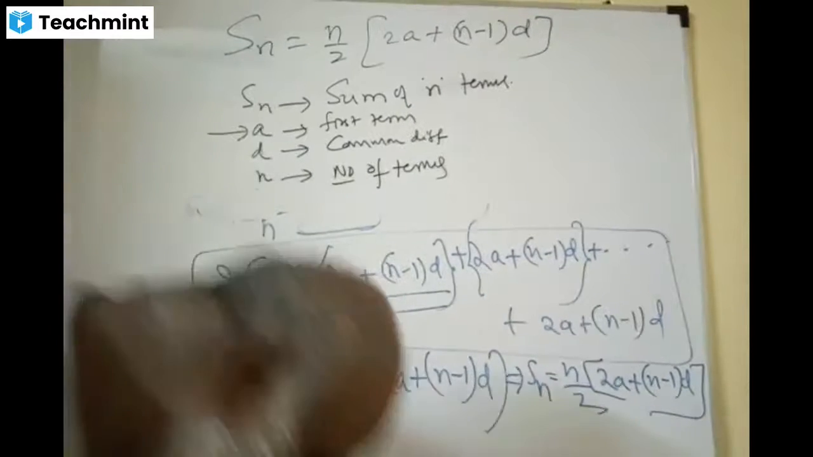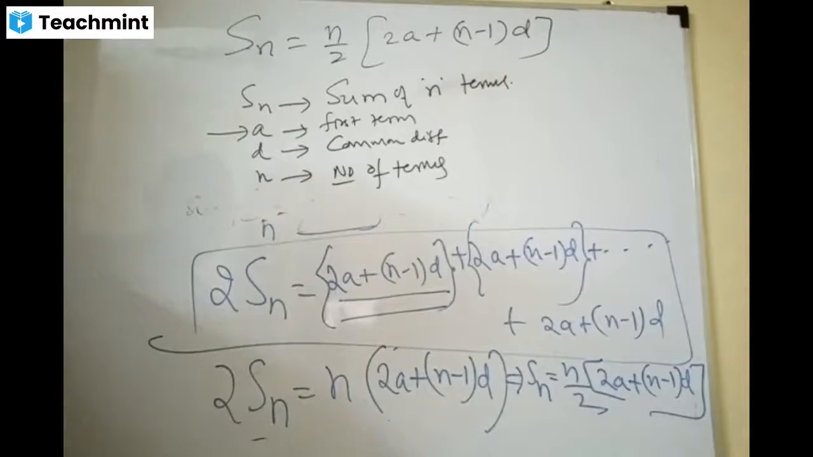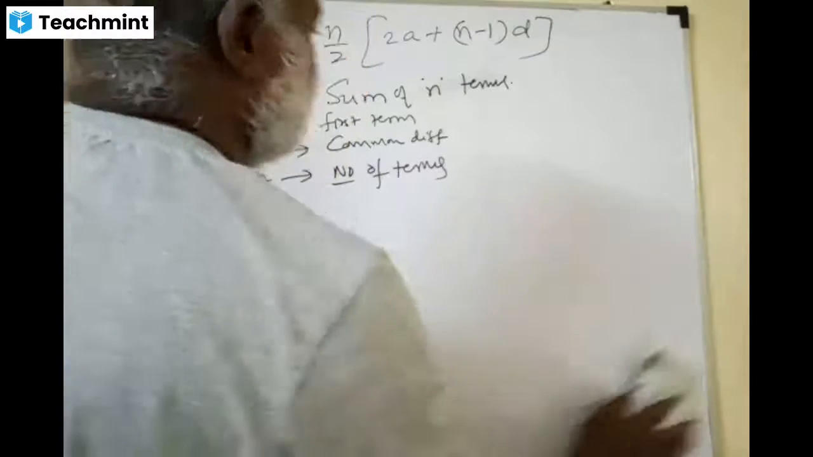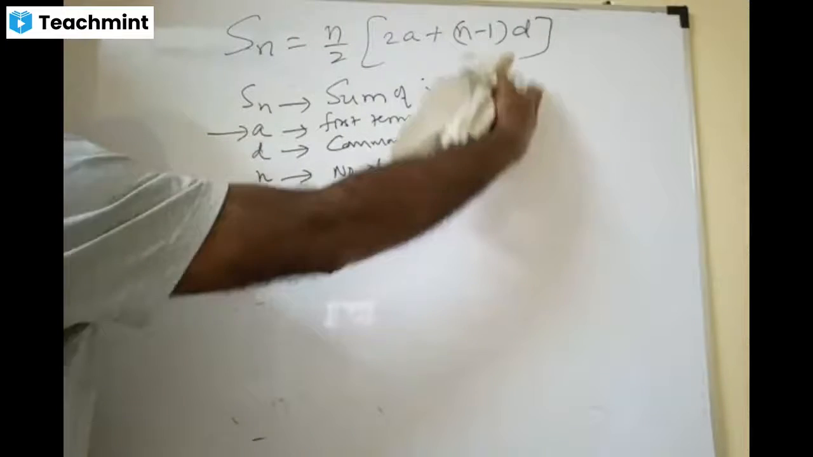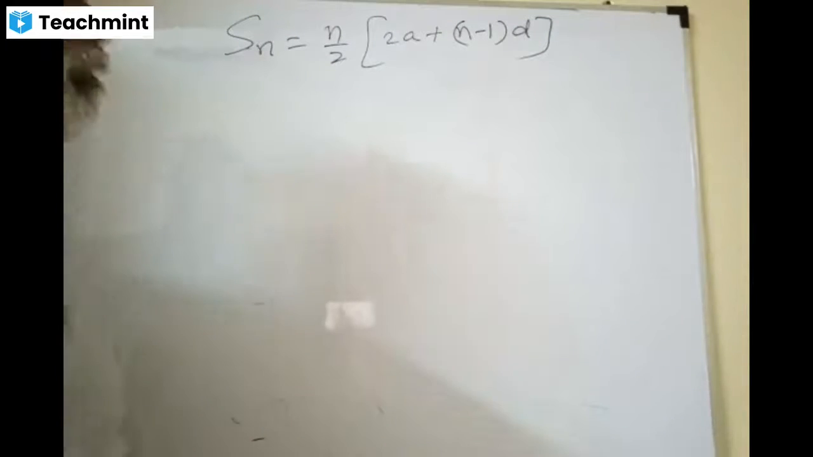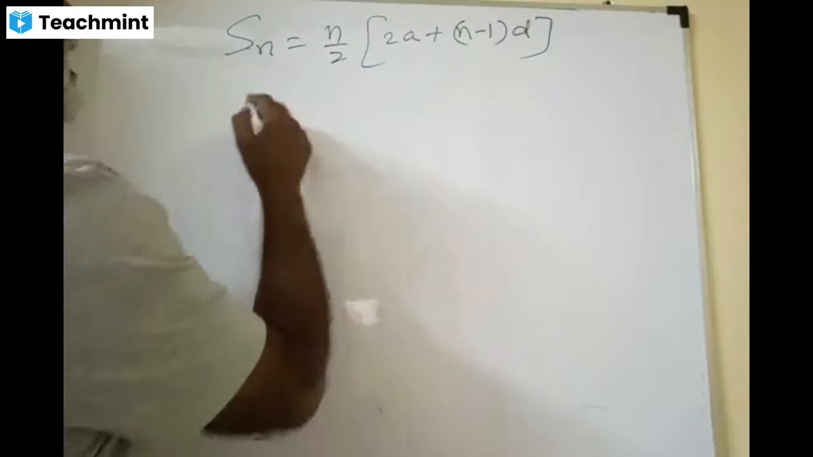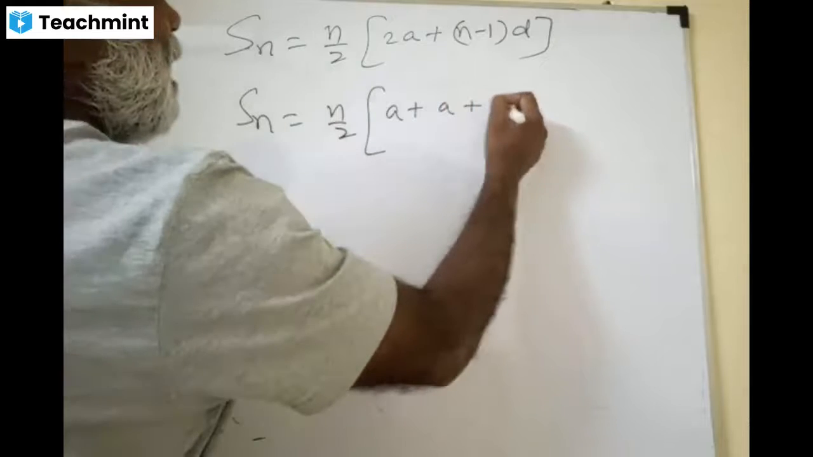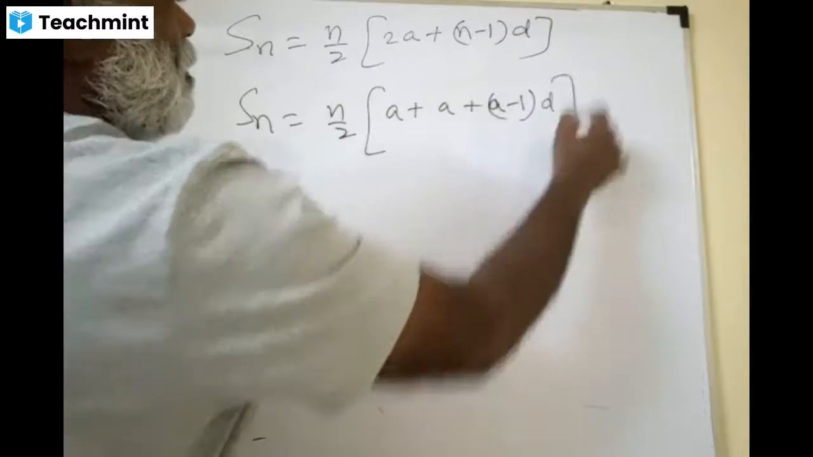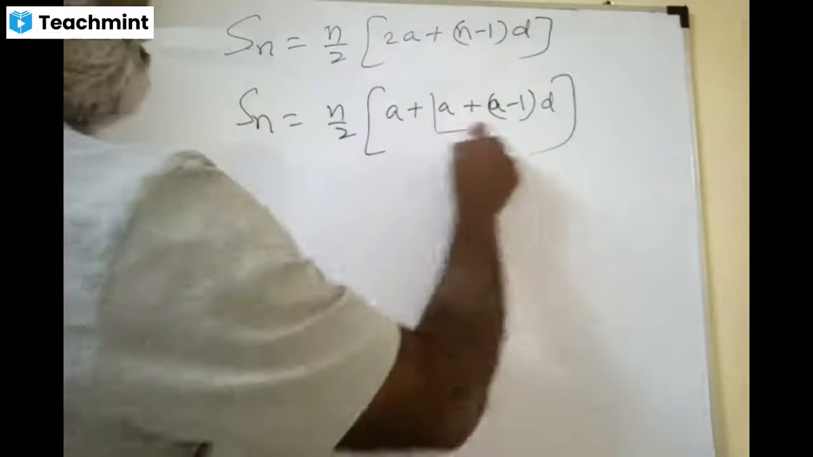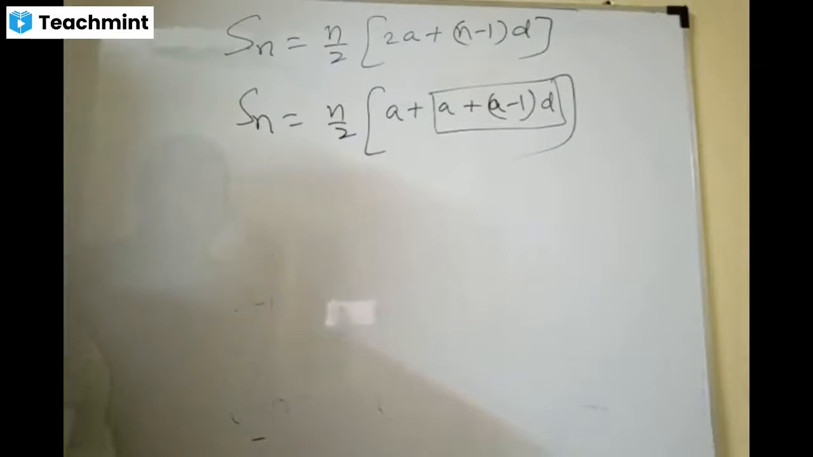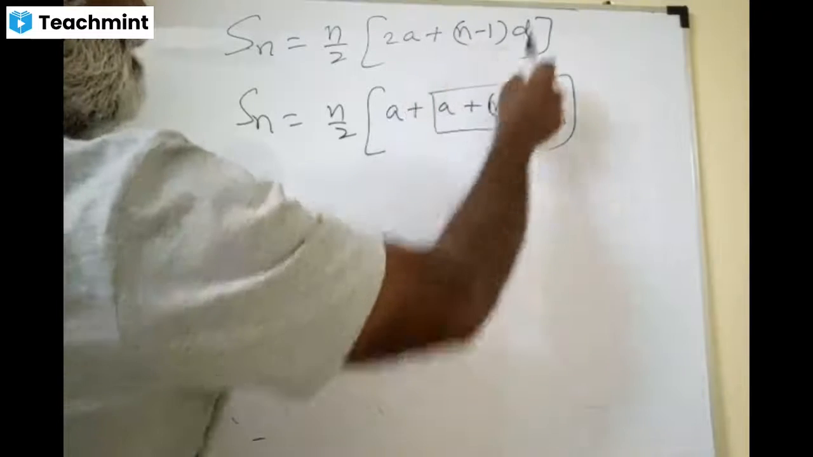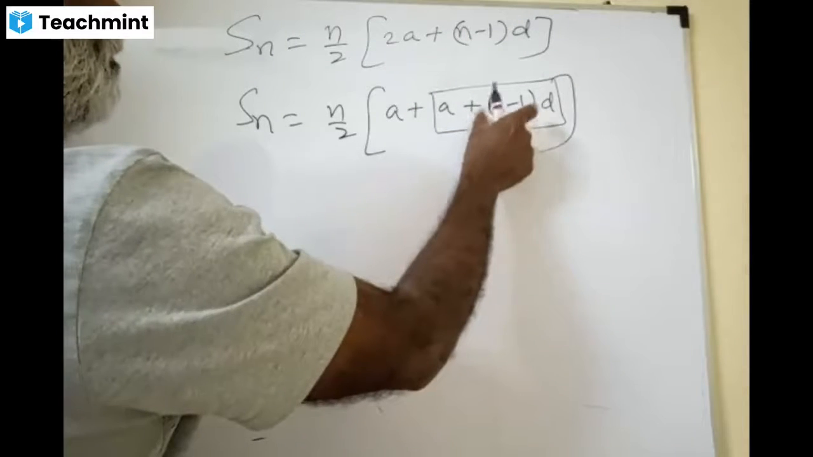Friends, in the Sn, we can manipulate this Sn beautifully, please. So these things also, please write it. Friends, here, can I write Sn is n by 2, this a plus a, can I write, ma, please? And this is n minus 1 d. What is this one called, ma?